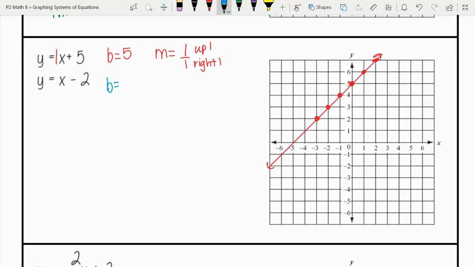In this case, b equals negative 2, and m again equals 1. And so 1 is the same thing as 1 over 1. So we're going to go up 1, right 1, beginning at negative 2, up 1, right 1, up 1, right 1, up 1, right 1.